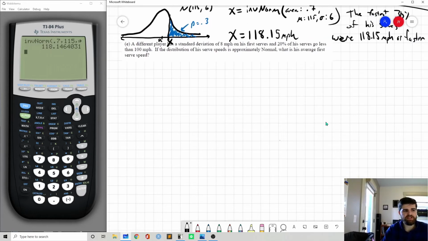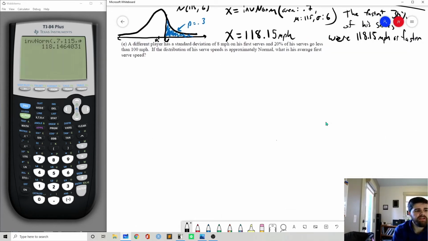So this problem's gonna make us think a little bit harder. It says a different player has a standard deviation of 8 miles per hour, and 20% of his serves go less than 100 miles per hour. If the distribution of serves is approximately normal, what is the average? So this time we're not given the mean, so we've got to figure that out.